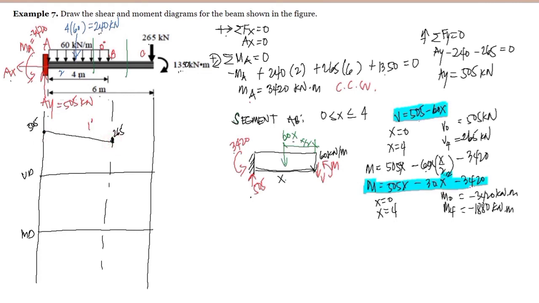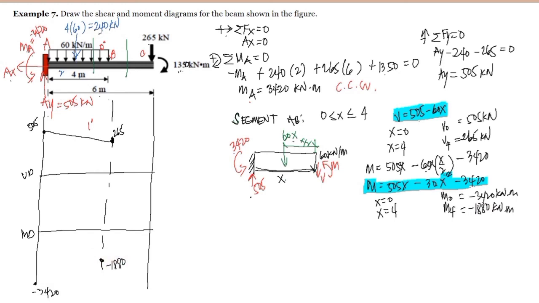Okay, so how about in the moment diagram? At x is equal to 0, that is negative 3420. So in here, we have negative 3420. And at x is equal to 4, we have negative 1880. So in here, we have negative 1880.